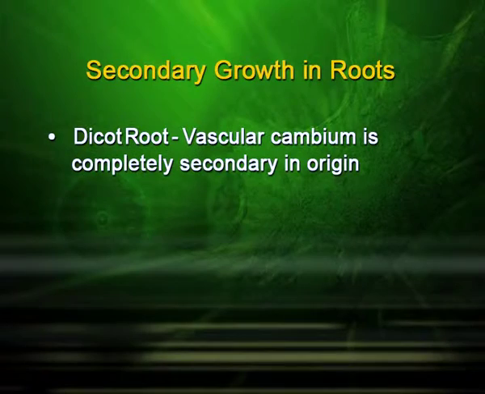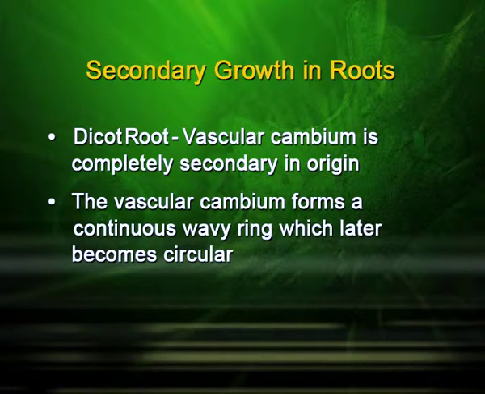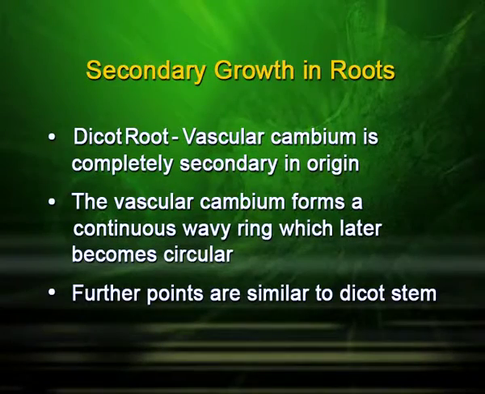Now, secondary growth is also found in roots. In the dicot root, the vascular cambium is completely secondary in origin, and the vascular cambium forms a continuous wavy ring which later becomes circular. The other characteristics of the dicot root are similar to the dicot stem.